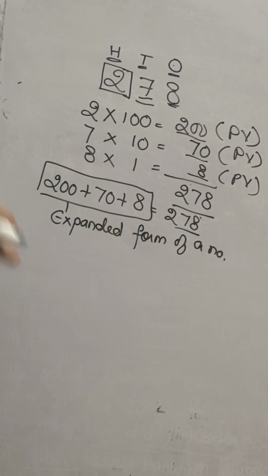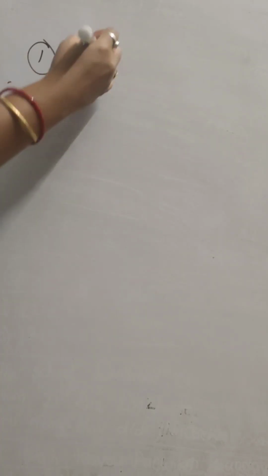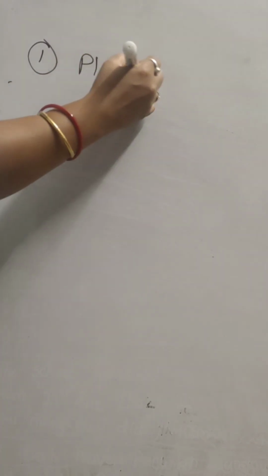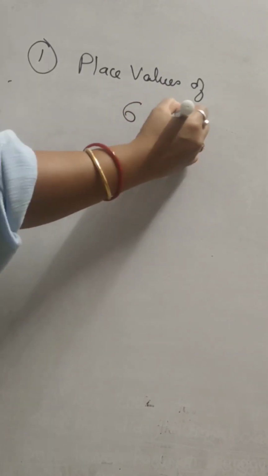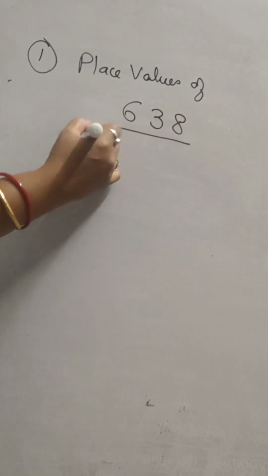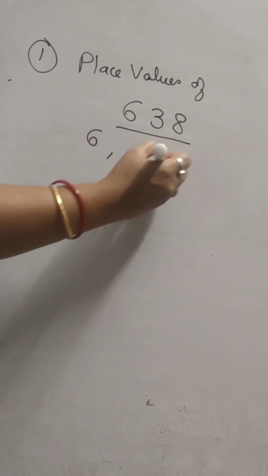So now I'll give you one question to solve in the comments and just tell me what is the answer. Find out the place values of 638. Find the place value of 6, 3 and 8.